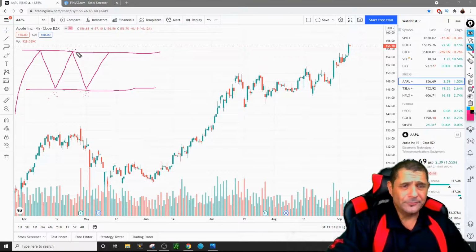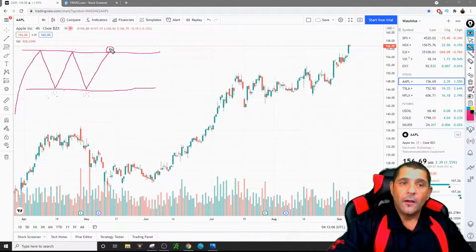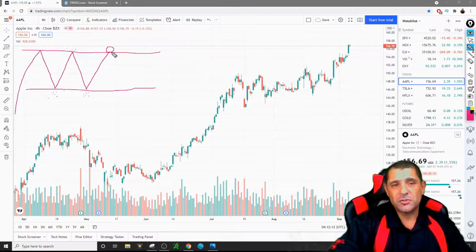Now up here, the third time is really a confirmation from the stock that this one, right here, is a great resistance for this stock. So this one is a confirmation of a resistance, the third time.